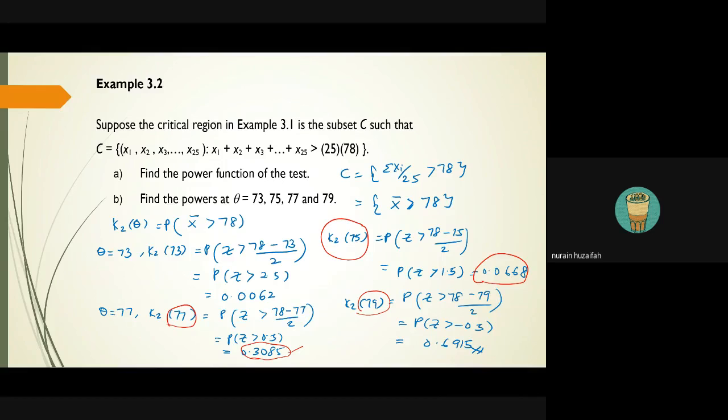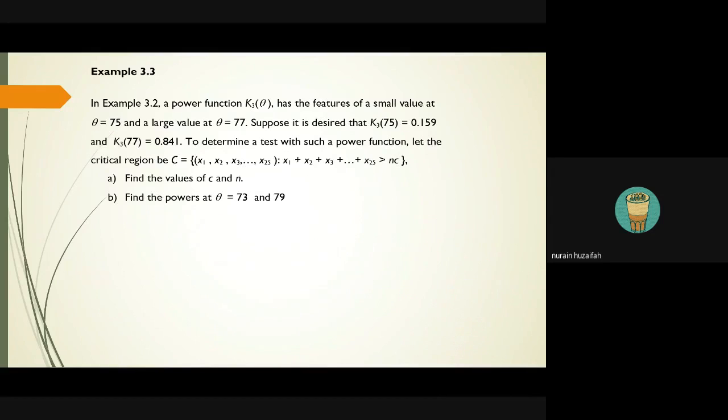Okay, so the next one, we repeat the same example. But this one, we want to find what is your N, what is your C. Given is your probability, 0.159, and 0.841 when theta is equal to 77. So repeat the same process.